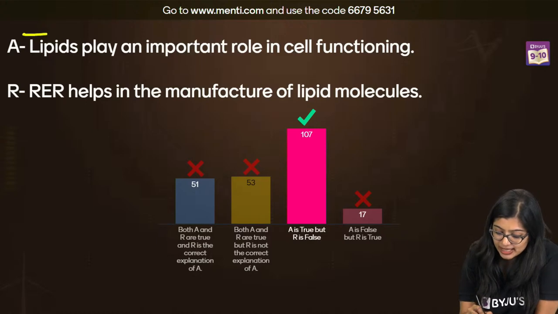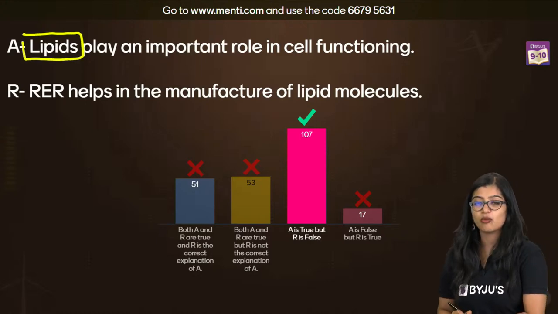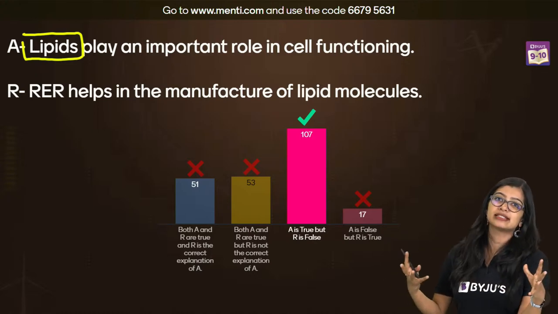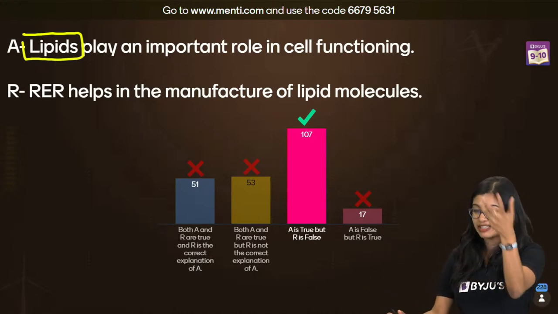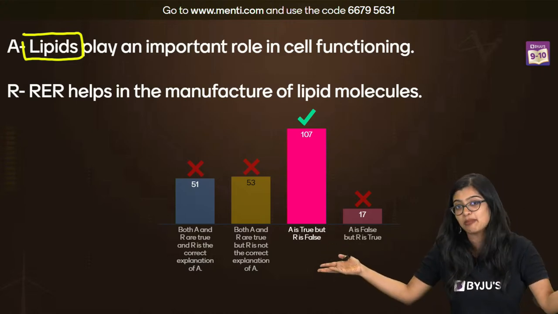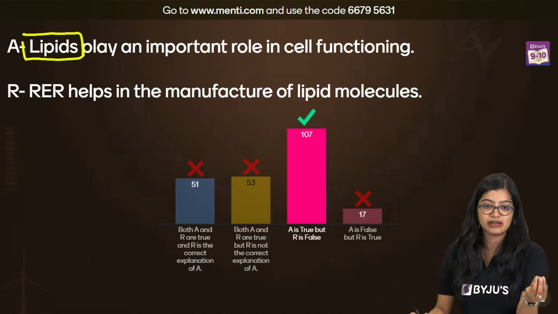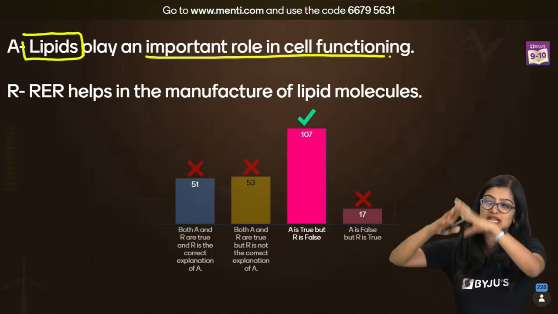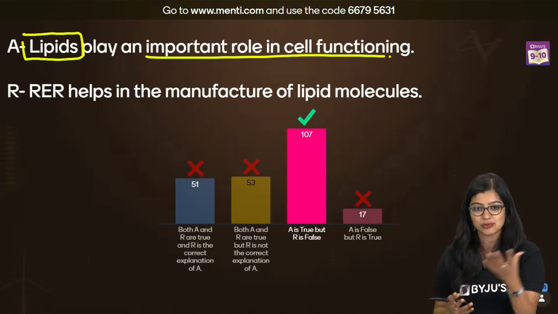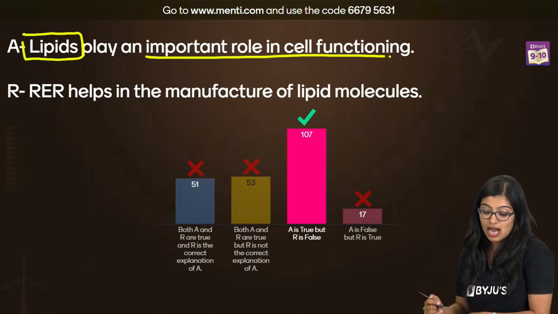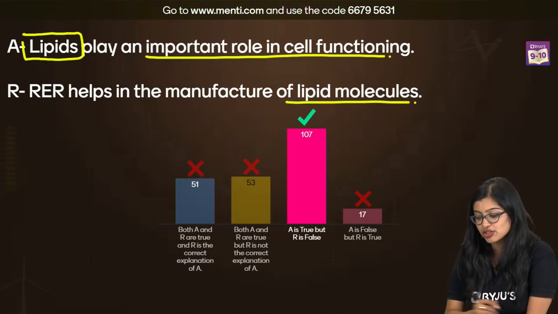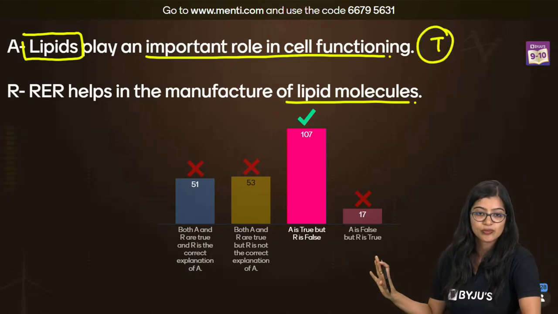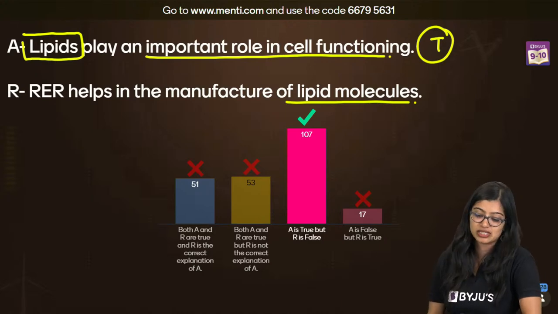See, lipids play an important role. What are lipids? They're nothing but fats which are synthesized, right? And we know that lipids are necessary because especially if you look at the plasma membrane, there's some amount of phospholipid in the plasma membrane itself. So that is lipid, right? At the end of the day, they play an important role in cell functioning because for the cell to be formed also, that's part of cell functioning, right? Now they're saying RER helps in the manufacture of lipid molecules. See, lipid is there. Okay, assertion is true. But they're saying RER helps in manufacture.